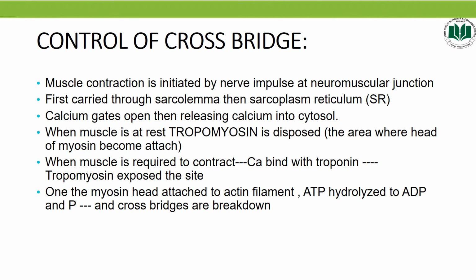Let's conclude the control of cross bridge as we had discussed in the previous slide. First of all, the muscle contraction is initiated by a nerve impulse at the neuromuscular junction. Then it is carried through the sarcolemma, then into the sarcoplasmic reticulum, where by the action of the nerve impulse, the calcium gates open, releasing the calcium into the cytosol.